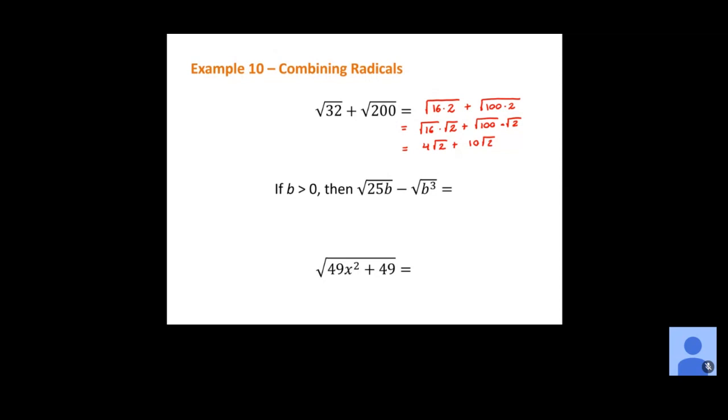At that point, we have a square root of 2 in both of our terms, right? So now we have like terms, and I can actually combine these. If I add 4 square roots of 2 to 10 square roots of 2, what's my answer going to be then?